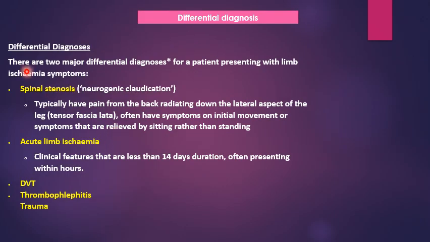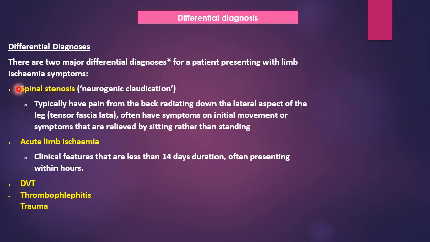The differential diagnosis for chronic limb ischemia. There are two major differential diagnoses for a patient presenting with limb ischemic symptoms. First, spinal stenosis, acute limb ischemia, deep vein thrombosis, thrombophlebitis, and trauma. Okay, these are the differential diagnoses.